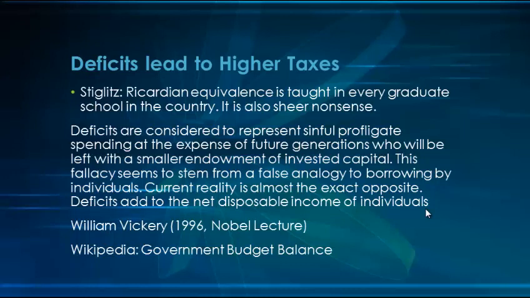In 1996, William Vickrey, who was actually at Columbia teaching with me when I was there, received a Nobel, and in his speech he said that deficits are considered to represent sinful spending at the expense of future generations who will be left with a smaller endowment of investment capital. We are borrowing from the future in some sense, and this fallacy seems to stem from a false analogy to borrowing by individuals. Current reality is almost the exact opposite. Deficits add to the net disposable income of individuals. So basically, again, this fundamental truth.